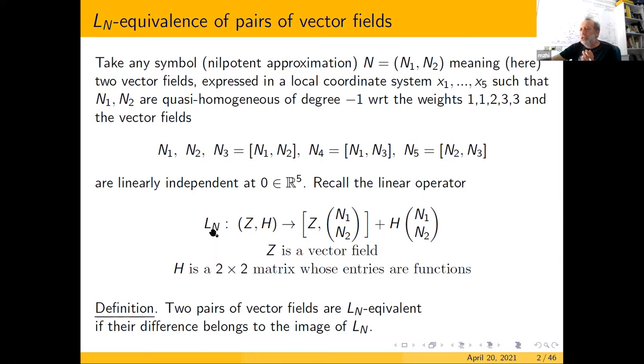So you know from my lectures that crucial here is this operator, which brings a pair consisting of a vector field and a 2-by-2 matrix with functional entries to this pair of vector fields: the bracket of n1 and n2, one pair, plus another pair, multiplication of n1 and n2 by the matrix H. To be short and precise, it is convenient to define Ln equivalence. Thus, two pairs of vector fields will be called Ln equivalent if their difference belongs to the image of this operator. And what we need is to construct an exact normal form, preferably a good normal form. I gave a precise definition of what a good normal form is, which respects the quasi-homogeneous symmetries of degree zero, with respect to this Ln equivalence.